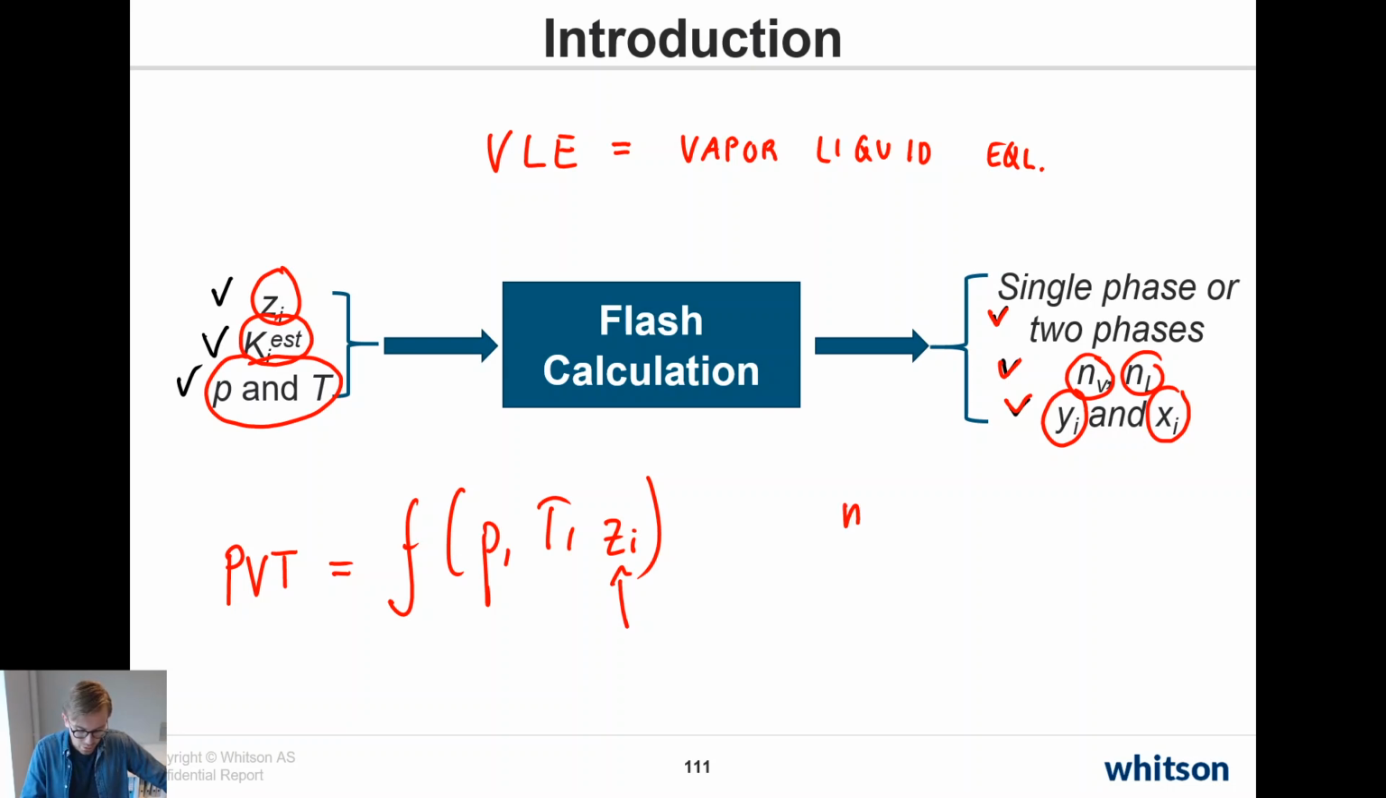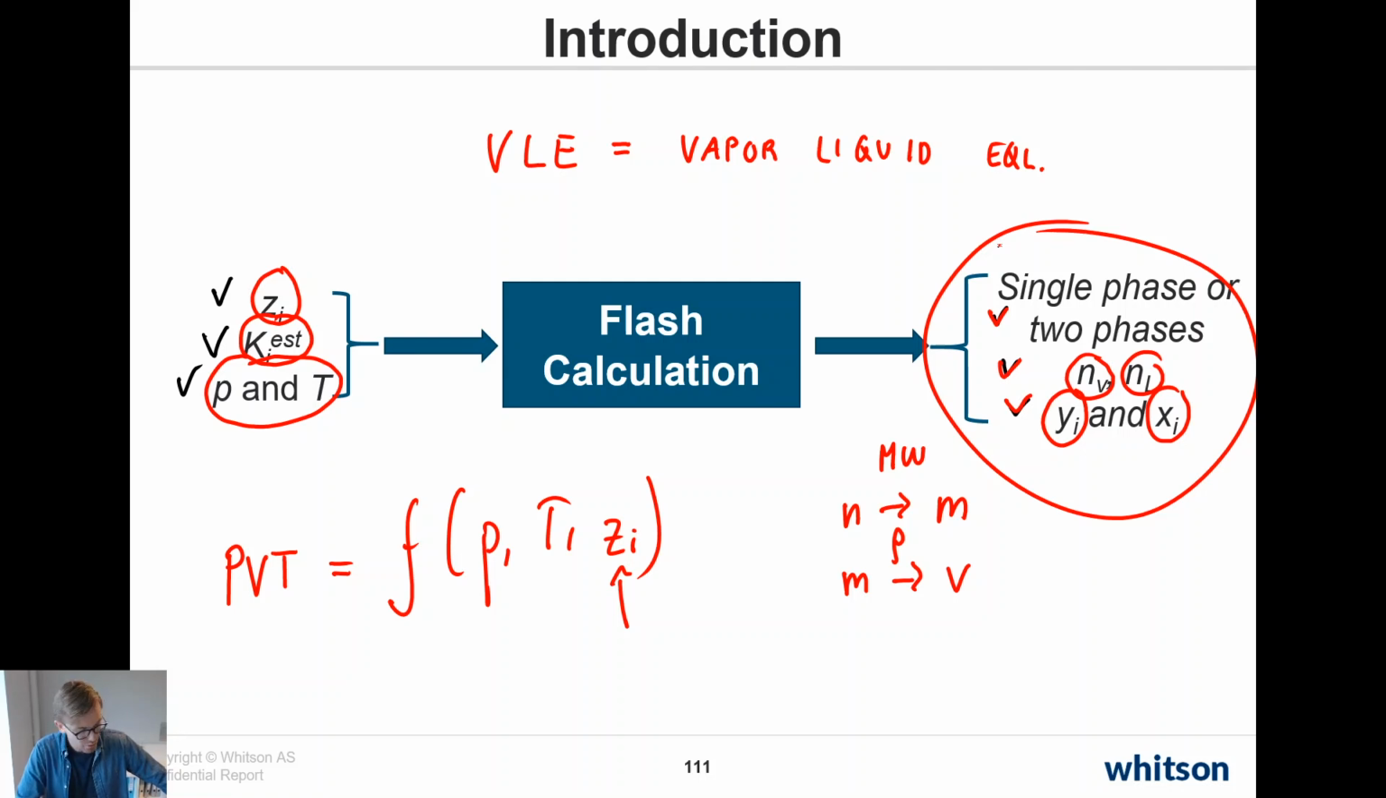If and when we know the moles, we can convert the moles to mass, but to do that we need to know the molecular weights. And to convert from mass to volume, we need to know the densities, or the specific gravities. So these are also additional information that you need to know, at least to create PVT tables, etc. But for the flash calculation isolated, these are the properties, and this is the output that you get.